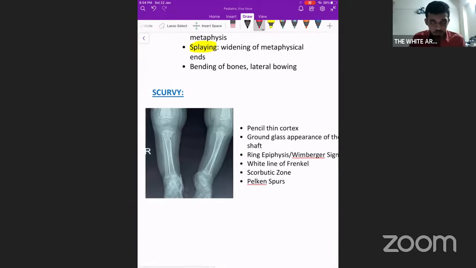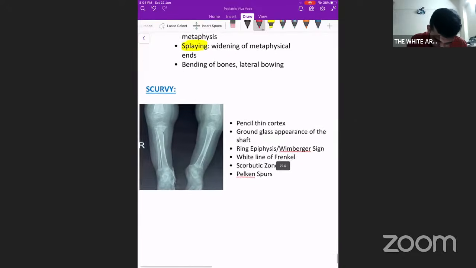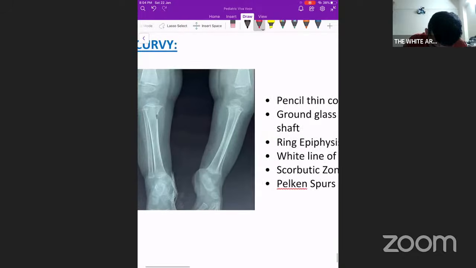So in scurvy, what will be there? There will be defective osteoid formation. Since collagen is deficient, there will be defective osteoid formation in the bone. So again, in the cortex, what you see, you will have the ground glass appearance. You are able to see that it is ground glass, correct? Sorry, the shaft will be ground glass, and the cortex is pencil thin. It is highlighted, correct? So this is the pencil thin cortex.